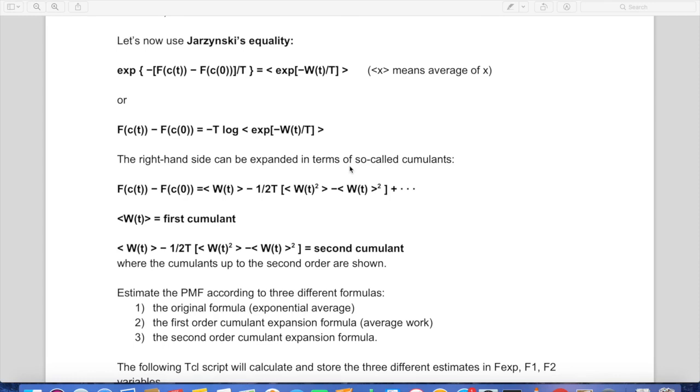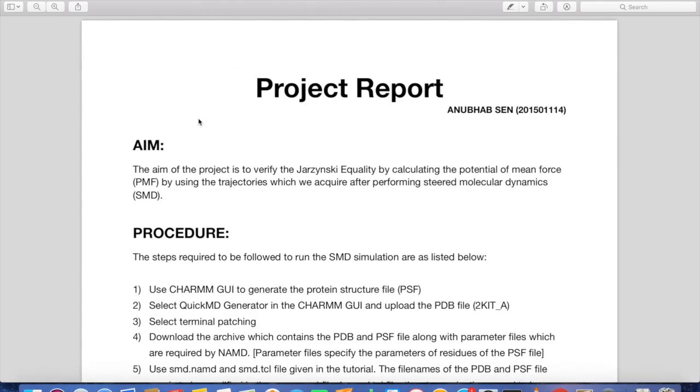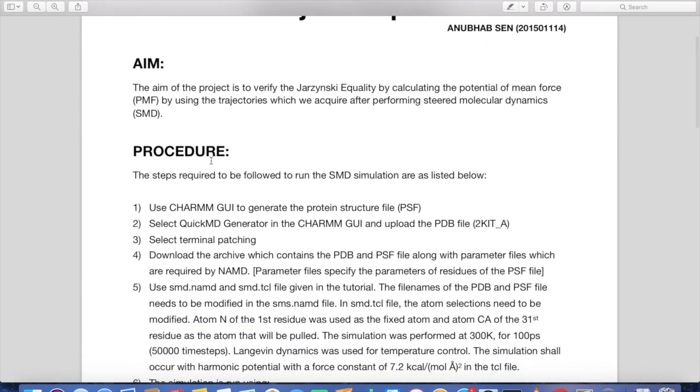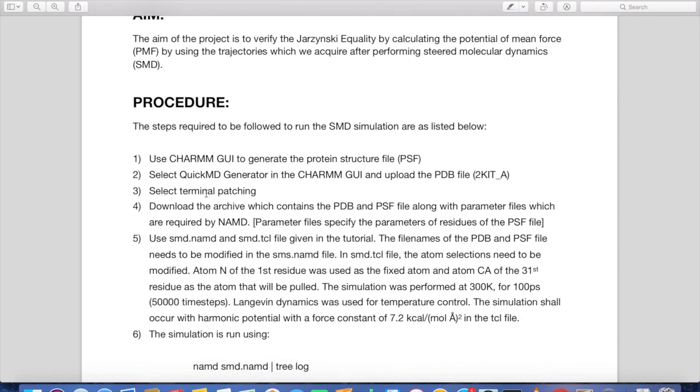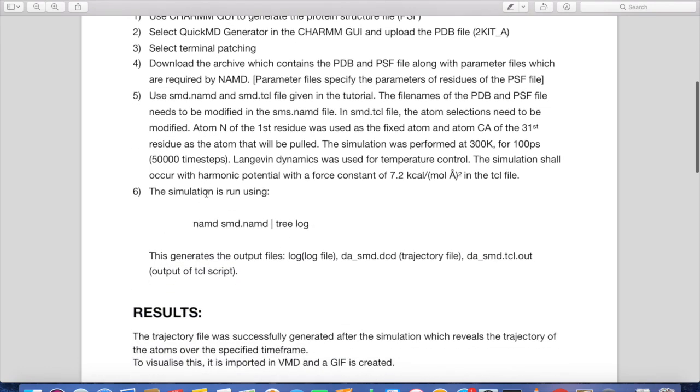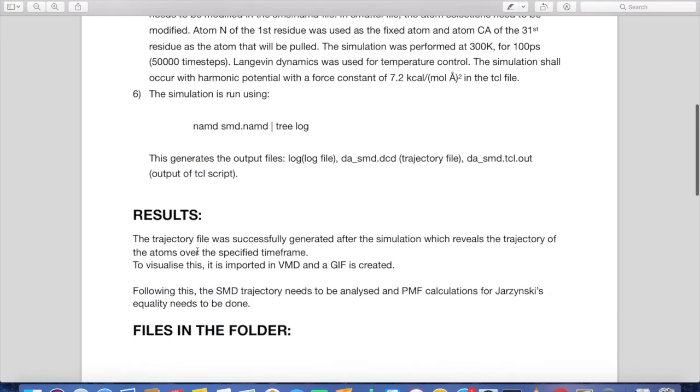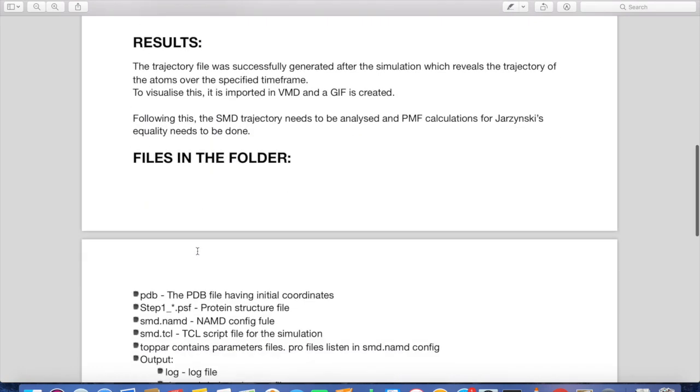Now let's go through the details of the SMD run. So let's look at phase 1 first. In phase 1, what we had to do was first download the protein and then download some other important files which we were given to use. By uploading it to CHARMM-GUI, we get all the new parameter files. Using the parameter files and using NAMD2, we get da_smd_tcl.out, which is the output file that shows the trajectory.